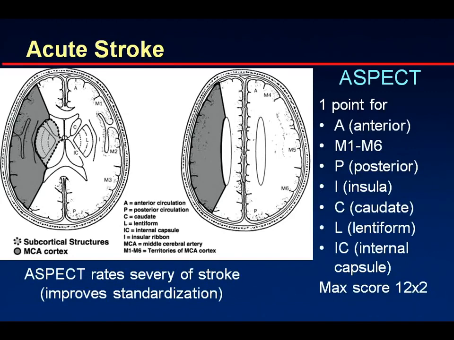Then you have the insular region. Then you have the lentiform nucleus, nucleus caudatus, internal capsule. All of those give you 1 point, and also the posterior region gives you 1 point. So by doing that, it becomes a little bit easier to compare the outcome of stroke. And you can use that not only using the non-contrast CT, you can also use it using diffusion-weighted imaging or CT perfusion that I'll show you in a moment. Maximum score is 12 on one side, so basically the higher the score, the worse the outcome.